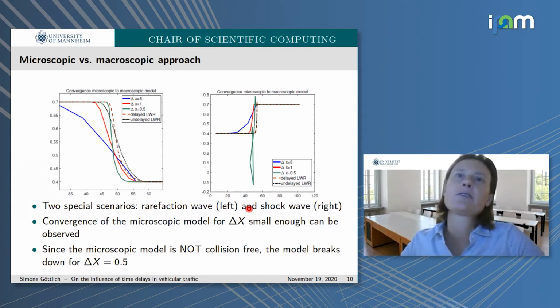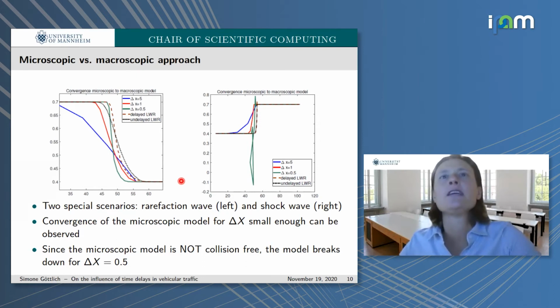So let's first stick to the case of rarefaction. You see that we have considered different scenarios like delta x equals 5, 1, or 0.5. And we also compared the delayed LWR versus the undelayed model. We see that for the microscopic model with this large spacing, delta x equals 5, there's a difference. And for delta x going to 0, or getting smaller, we see something like a convergence towards the delayed or undelayed model, which are quite close in this case.